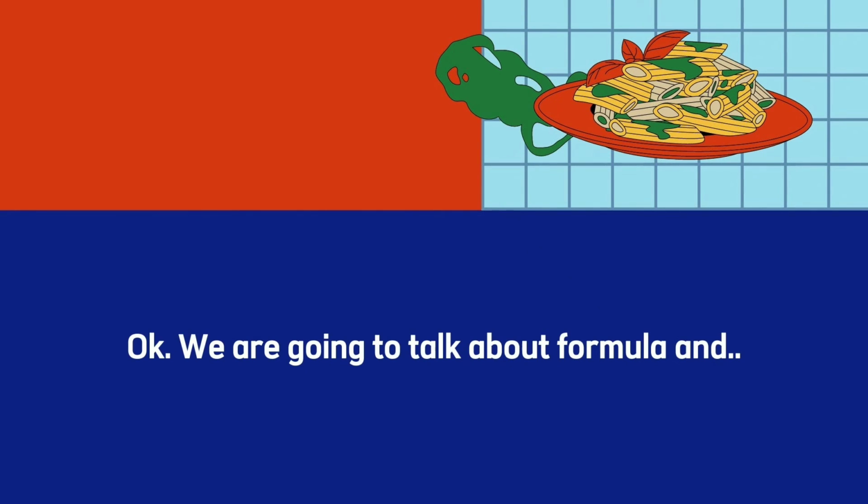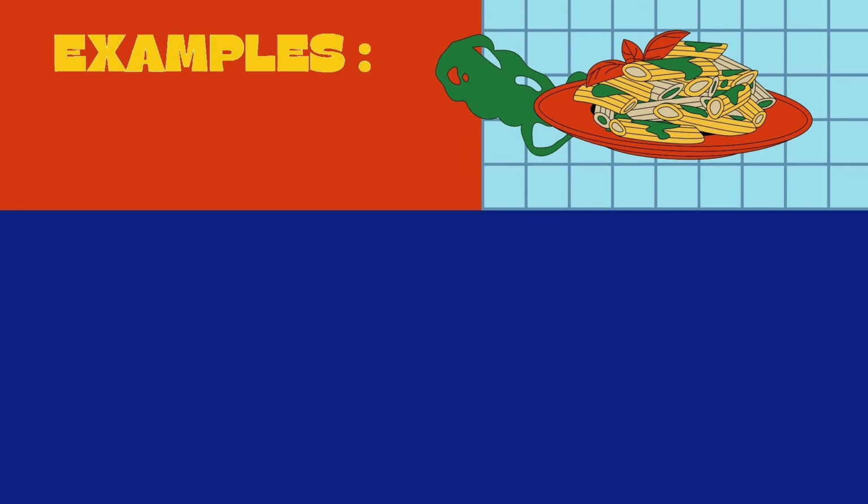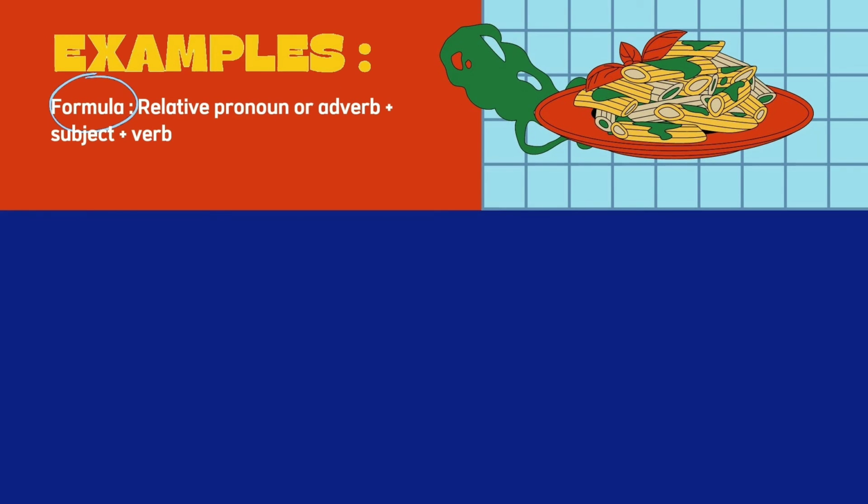Okay, we're going to talk about the formula and examples. First, the formula: relative pronoun or adverb plus subject plus verb. Relative pronoun as the subject plus verb as the relative clause.